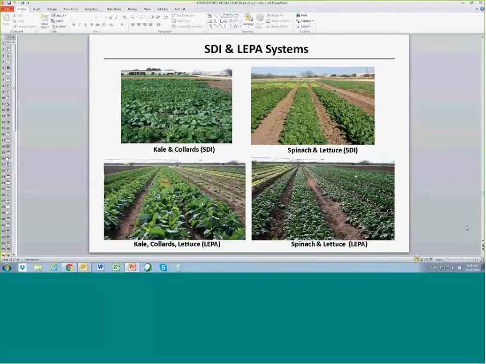And one of the questions that we had when we started working with hydroponics is how the plants growing in hydroponics compare to the ones growing in the open field using subsurface drip irrigation, or SDI, or linear irrigation systems, or LEPA systems. So it's basically a sprinkler system. You don't see the drip because it's subsurface. The top two pictures are with subsurface drip: kale, collards, spinach and lettuce. And at the bottom, you see the linear system in the back, the same crops: kale, collards, and lettuce. So we did some comparison, and you can go to the next one, Joe.